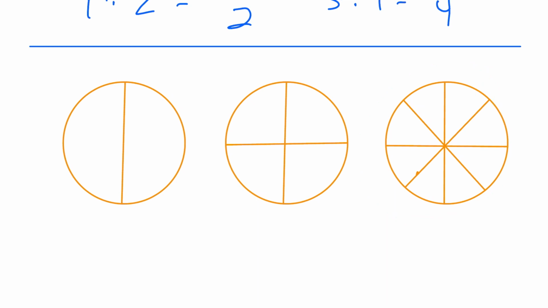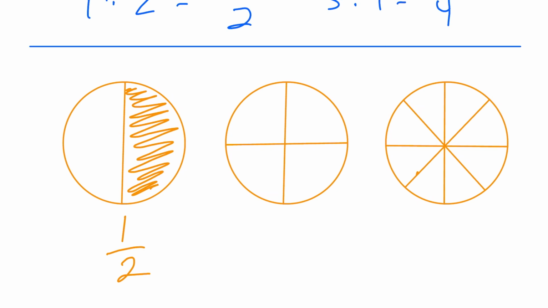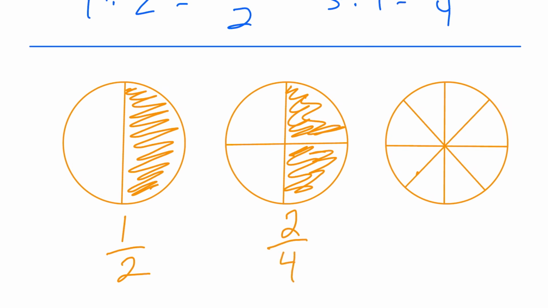Now, when we look at this, if we shade one part of the first circle, that's half of the circle. It's one part out of two parts. That's the fraction 1/2. If we look at the middle circle and we shade the same portion of the circle, what we notice is 2 pieces are shaded in. So 2 pieces are shaded out of the total 4 pieces we have, so 2/4.